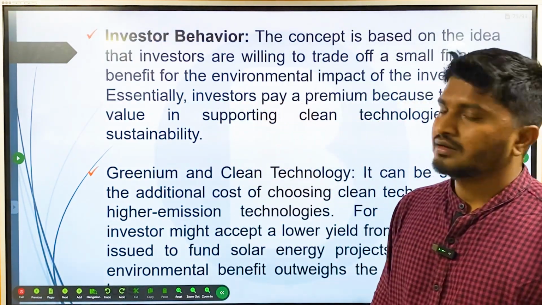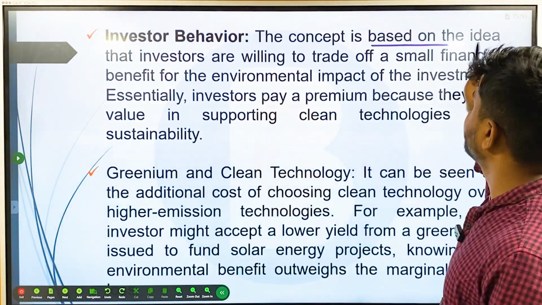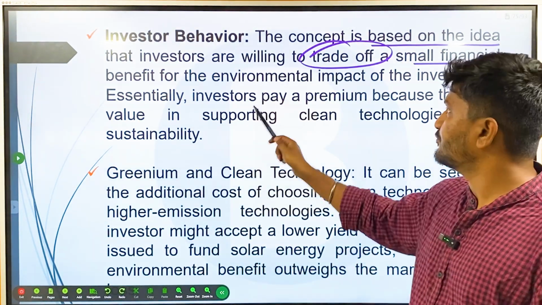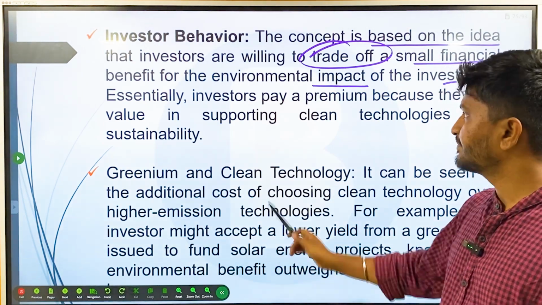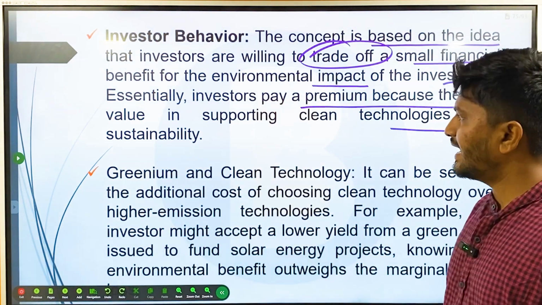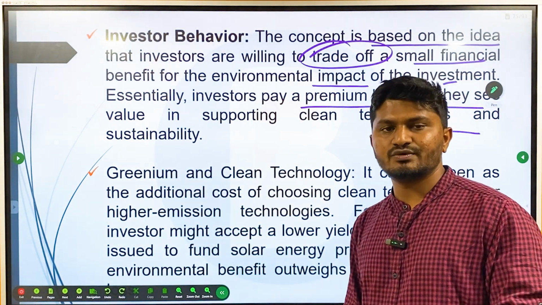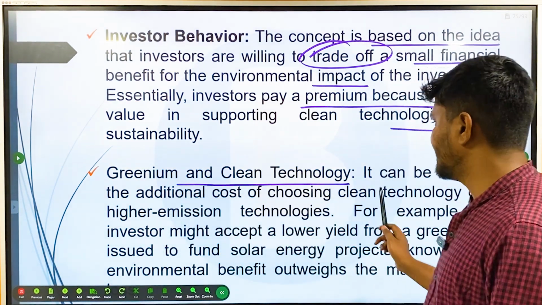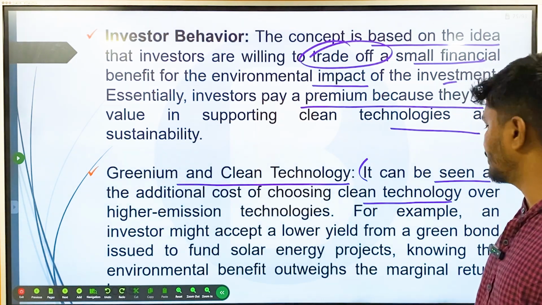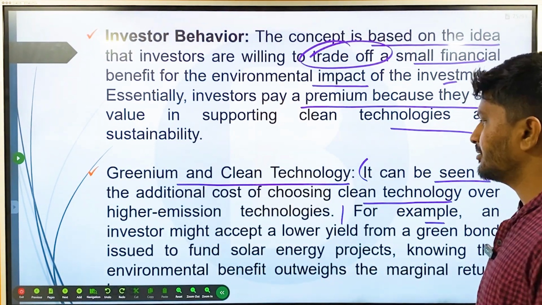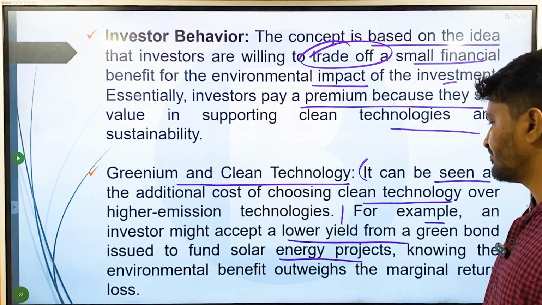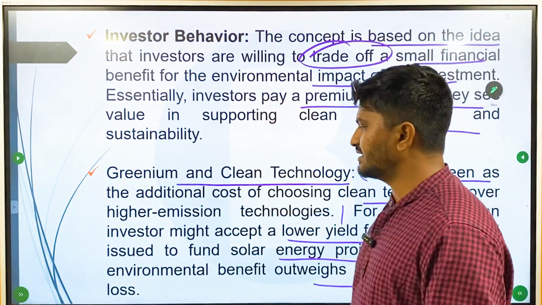Then under greenium, the investor behavior is that the concept is based on the idea that investors are willing to trade off a small financial benefit for the environmental impact of the investment. Essentially, investors pay a premium because they see value in supporting clean technologies and sustainability. So it shows the investors' concern for the environment. Greenium and clean technology can be seen as the additional cost of choosing clean technology over higher emission technologies. For example, an investor might accept a lower yield from a green bond issued to fund solar energy projects, knowing the environmental benefit outweighs the marginal return loss.